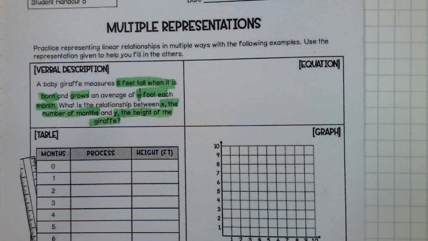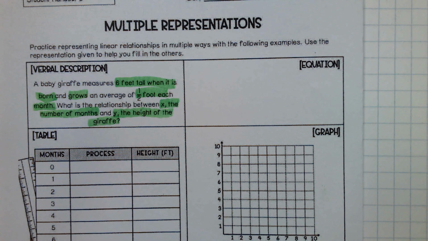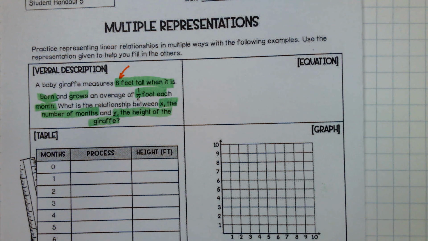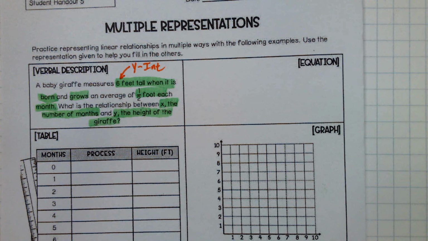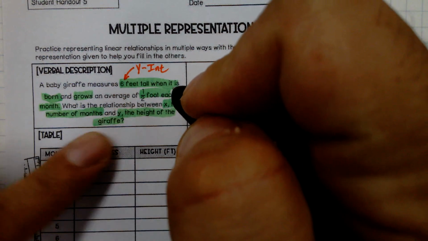So before we do that, let's just identify what these numbers might mean. So I'll get you started just to give you an idea of what we're looking for. 6 feet tall when it's born. That's the y-intercept. That's our starting point. So if they're giving you some place to start, an initial value sometimes we call it, that'll be our y-intercept. How about the half foot each month?